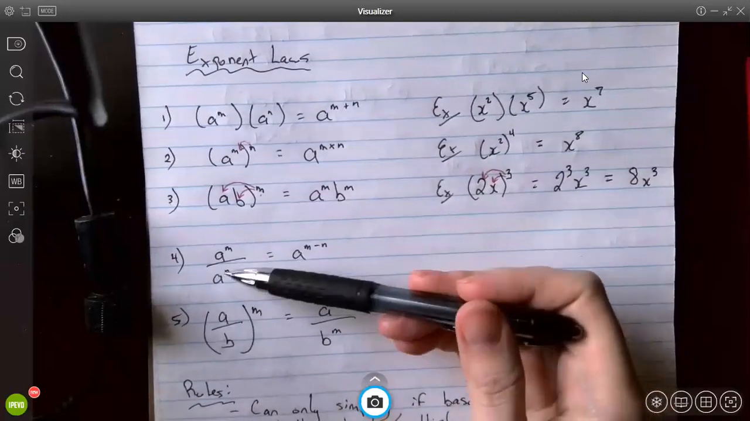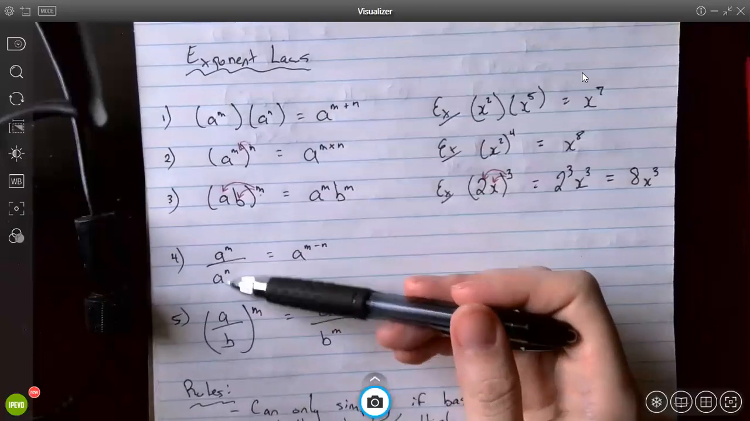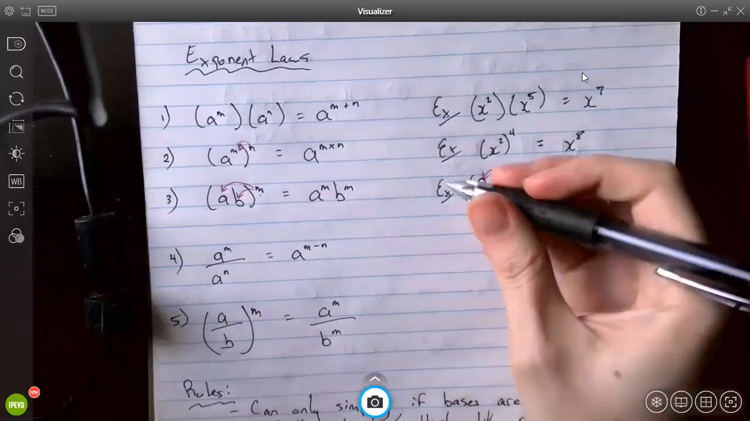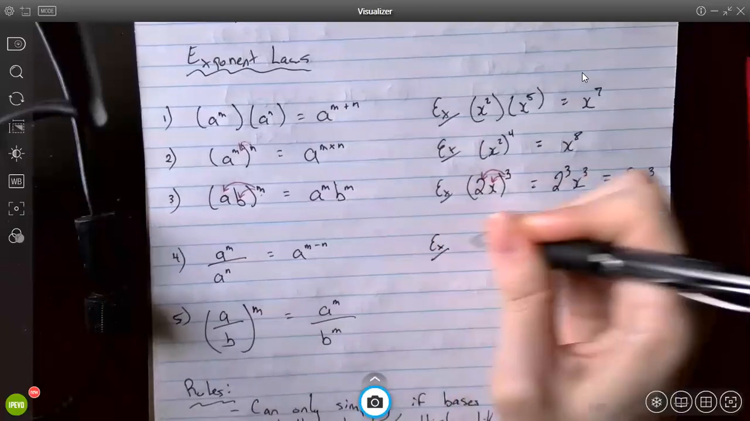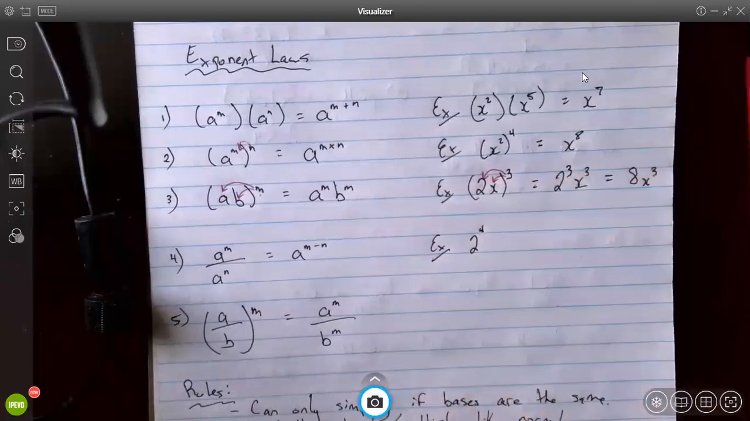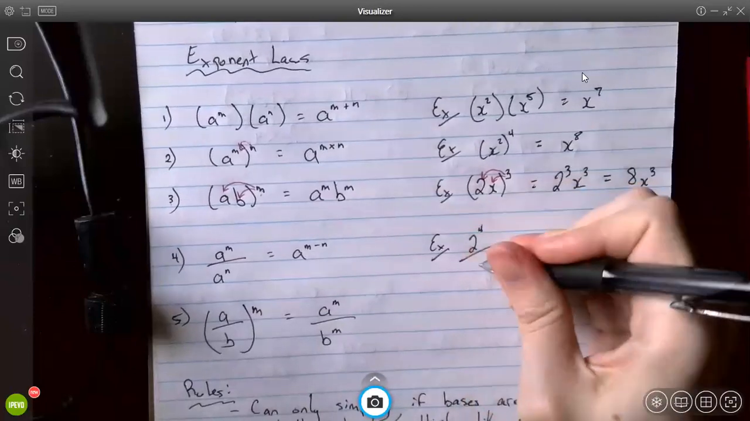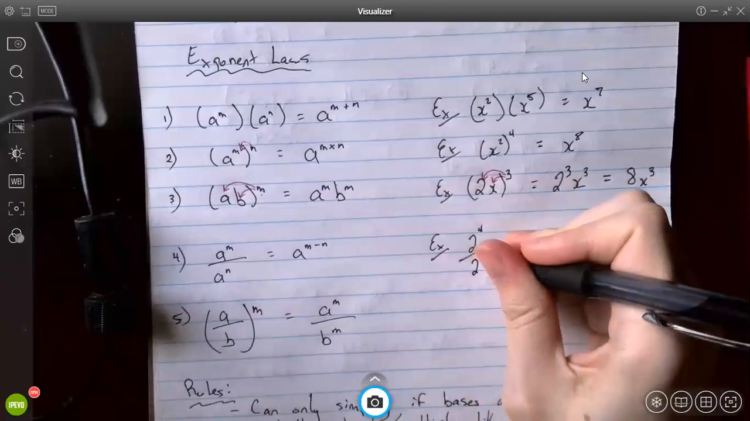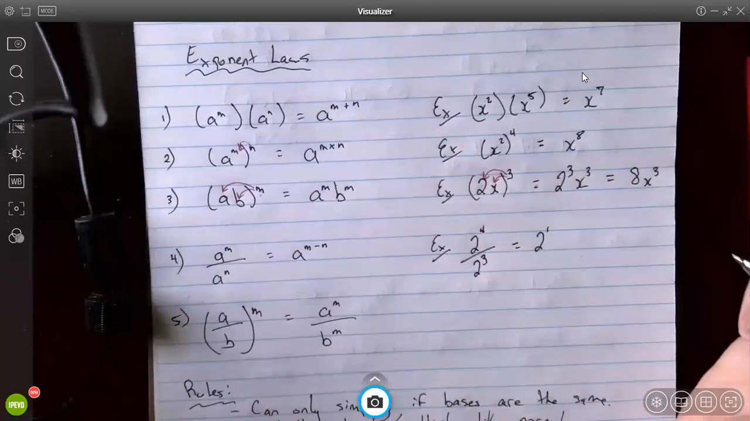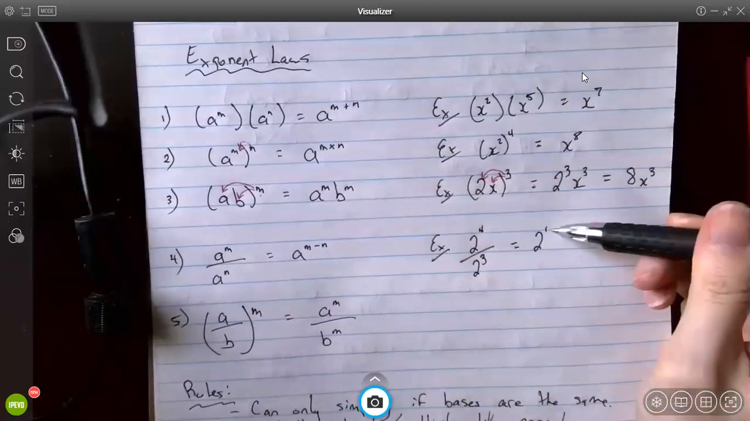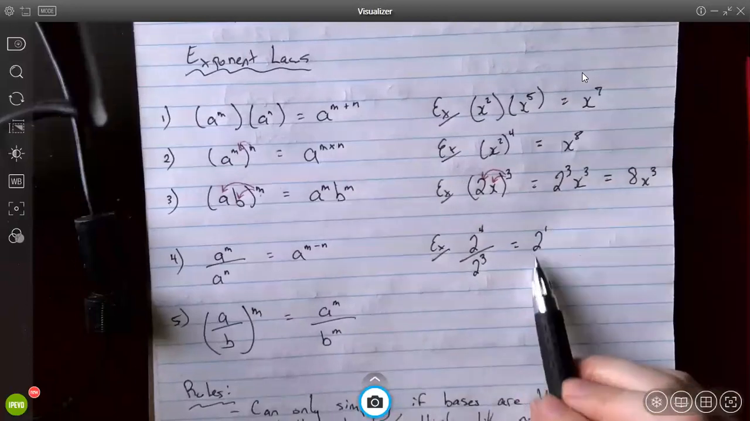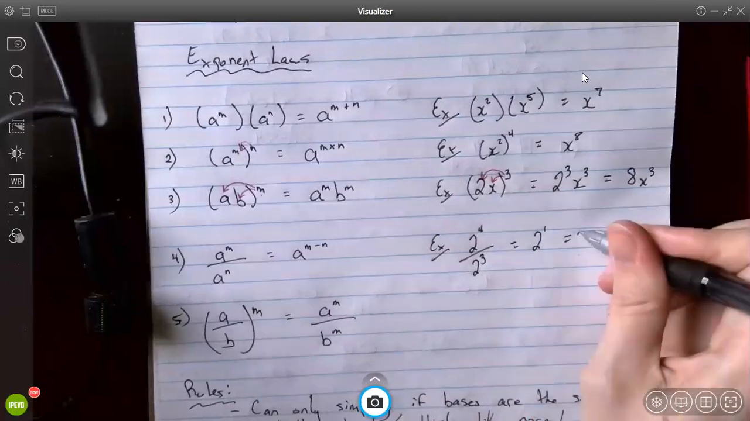For the next one, this is with division. So if we're dividing powers with the same base, we subtract their exponents and just keep the base. So for instance, if we had 2 to the power of 4 over 2 to the power of 3, that would simplify to 2 to the power of 1, because I'm subtracting the 4 and the 3 to get a 1. And then again, anytime we have a power and the base is a number, you want to actually solve that. So 2 to the power of 1 is just 2.